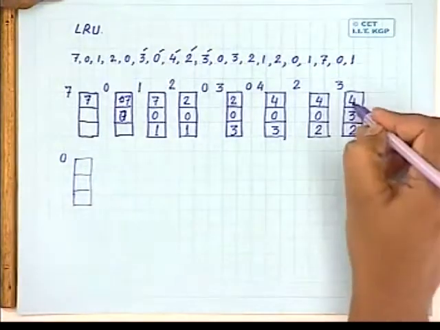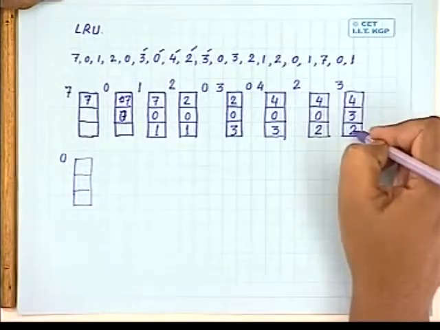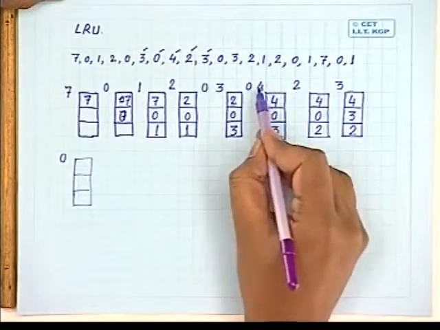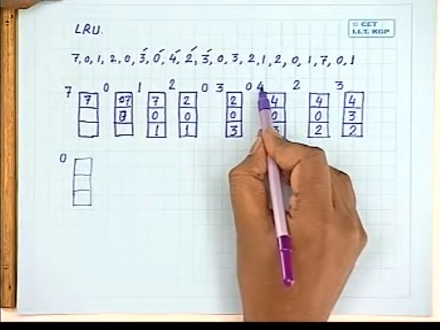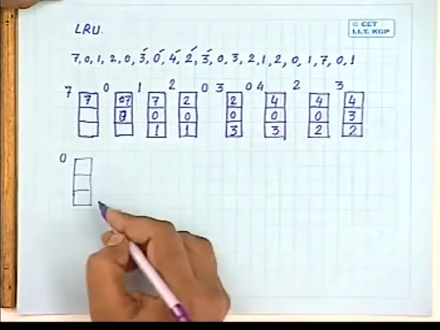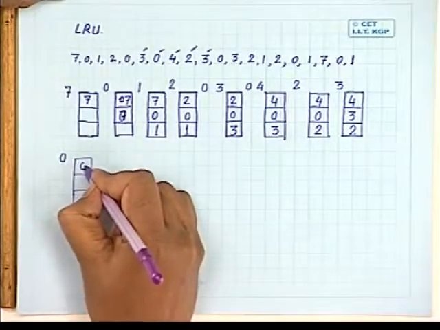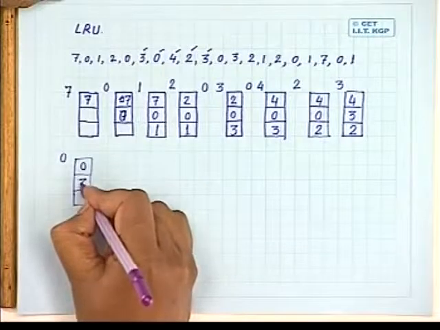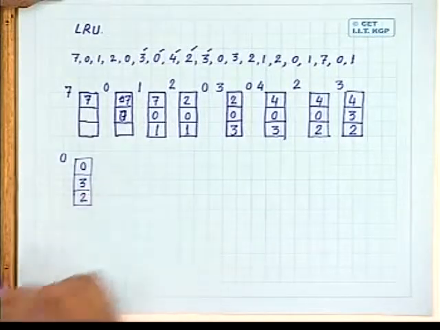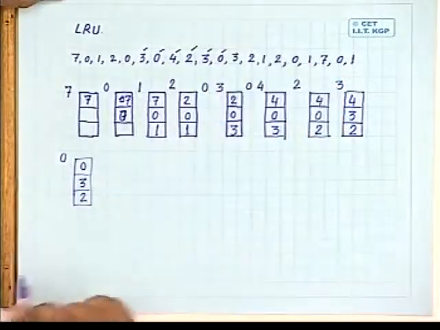And you find that out of these 3 pages which are there in the main memory, it is page number 4 which is least recently used. So I have to replace page number 4 by page number 0, and the situation becomes 0, 3, 2. Okay. So I have come up to this.